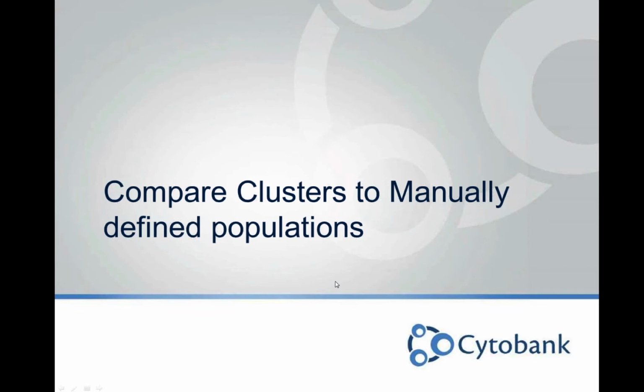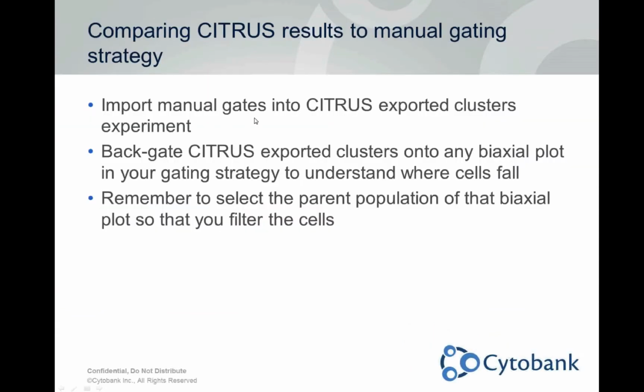So after you've gone through and gotten these populations exported from citrus, these significant clusters, you've concatenated them together and uploaded them back to the same experiment as the parent files, and you map them back onto that same ViSNE. You say, all right, great, it's mapping to the same regions. You can now compare them to manually defined populations. So you can import manual gates into your citrus exported clusters experiment, and then look at your clusters and backgate to see how your clusters map to your traditional gating strategy to understand where they fall in your manual gates.